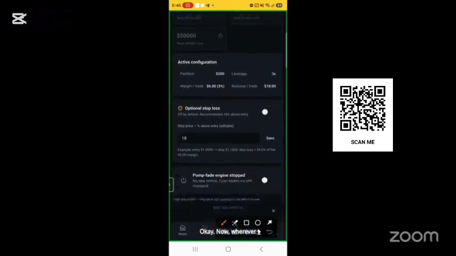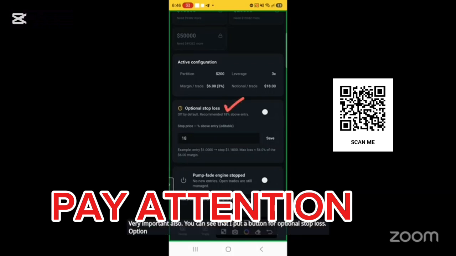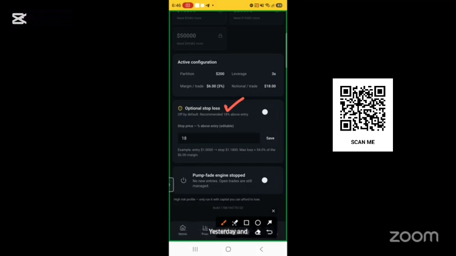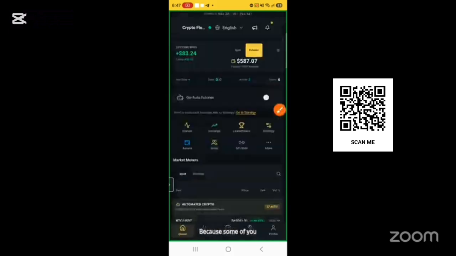Now, very, very important also. You can see they have put a button for optional stop loss. Optional stop loss. My dear friends, if you want to make money from this strategy, I have tested it. Yesterday and today I'm testing it. If you want to make money from this strategy, do not put this button on unless you're very sure of what you're doing.